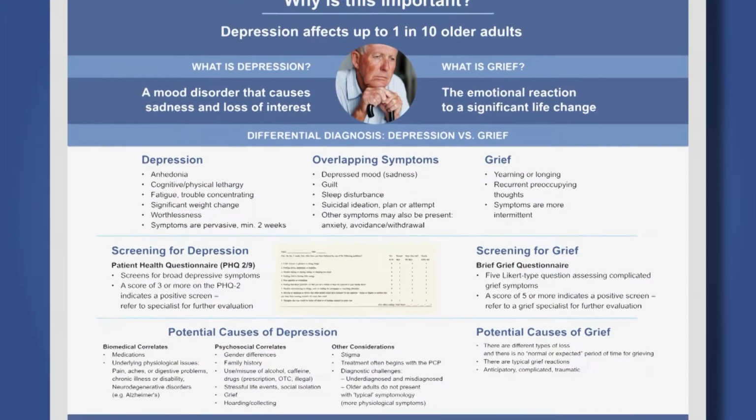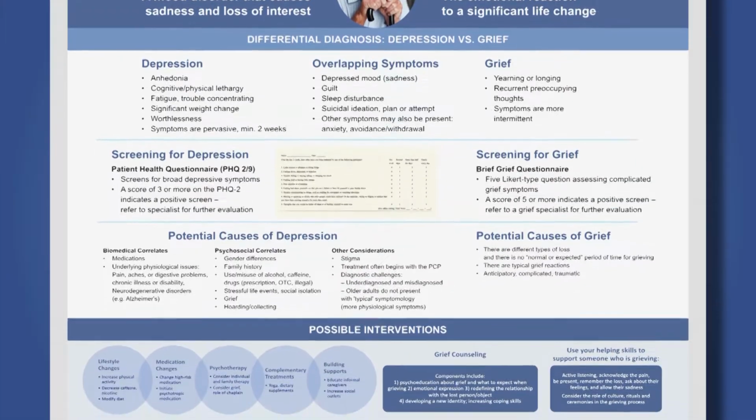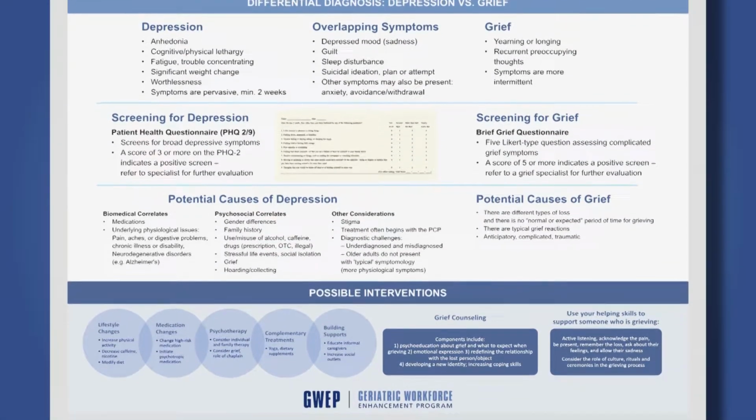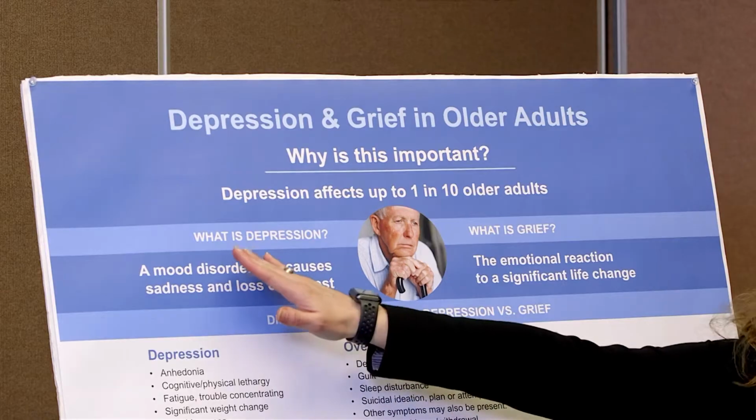And from there, we'll talk about different screening tools that we can use to screen for both depression and grief. We'll talk about causes and correlates for both, and then different interventions that we can use for all of them. So we'll start at the top here. What is depression? What is grief?